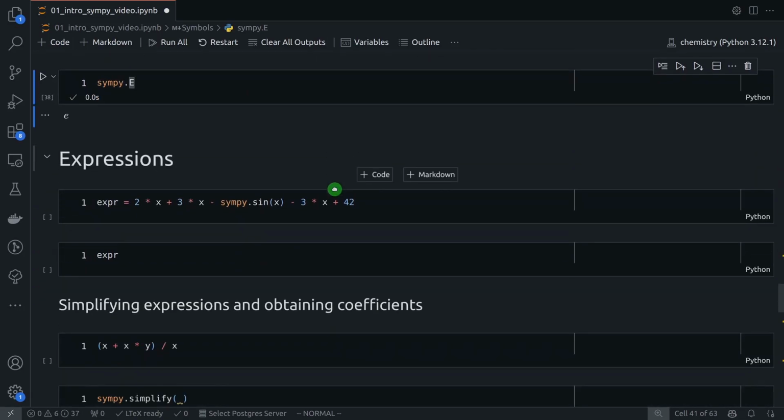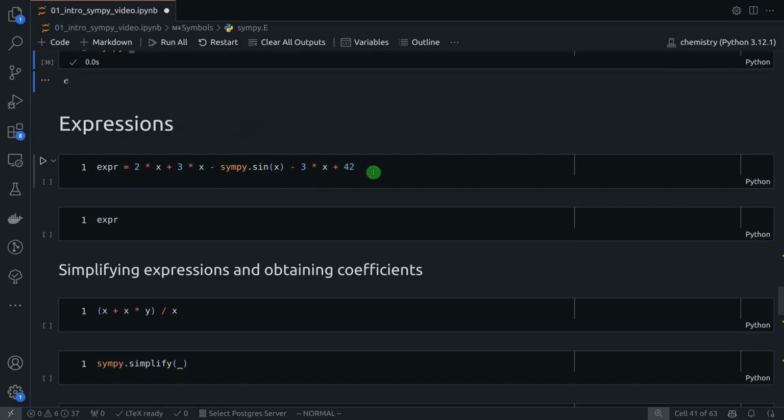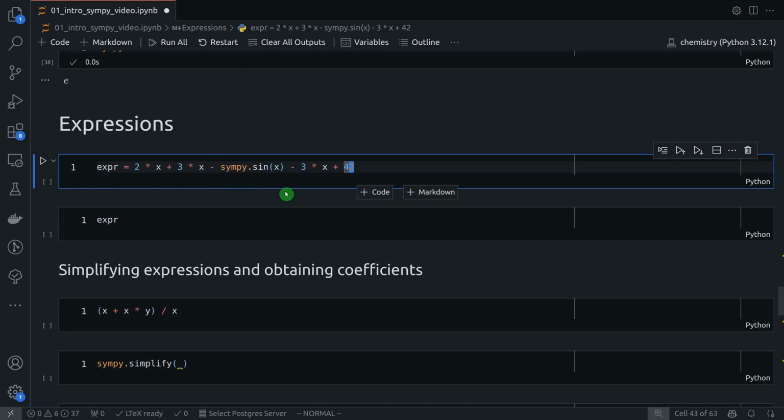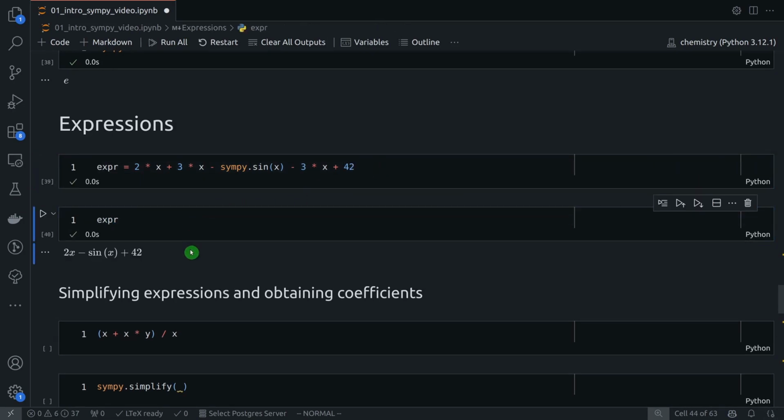Now let's take a look at how SymPy deals with mathematical expressions. Here I am creating an expression: 2 times x plus 3 times x minus the sine of x minus 3 times x plus 42. I'm assigning this whole expression to this variable. Let's run this cell and see the result.